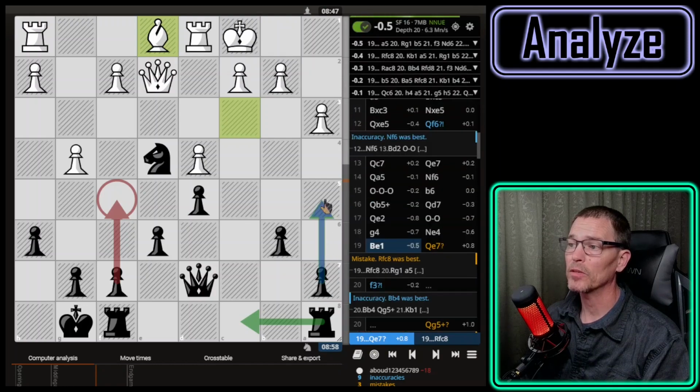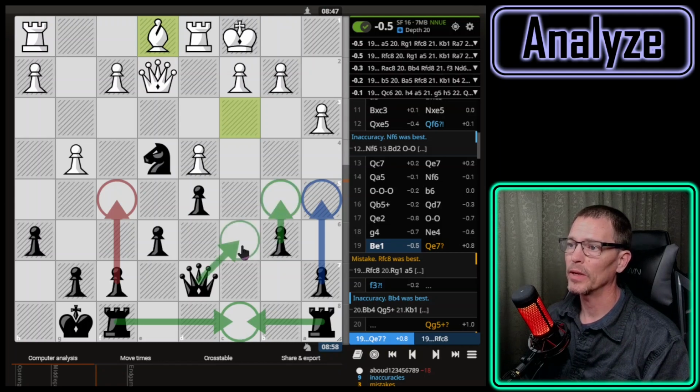a5 is actually my best move, but rook f to c8 is just as good. Not the a rook to c8. A rook is not quite as good for some reason. The f rook moving over is better. Or b5 or queen to c6.